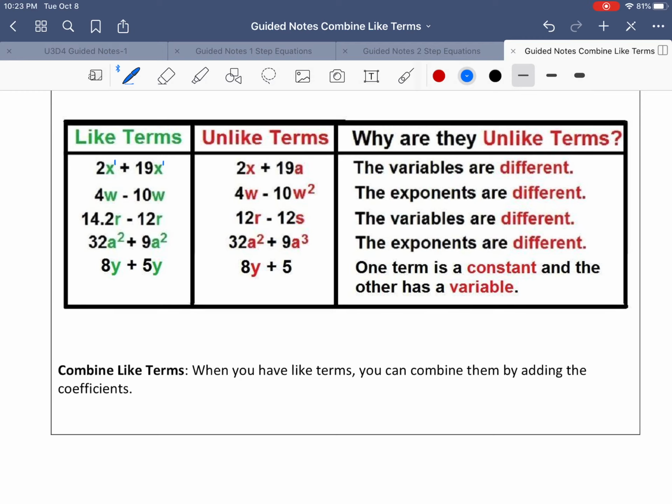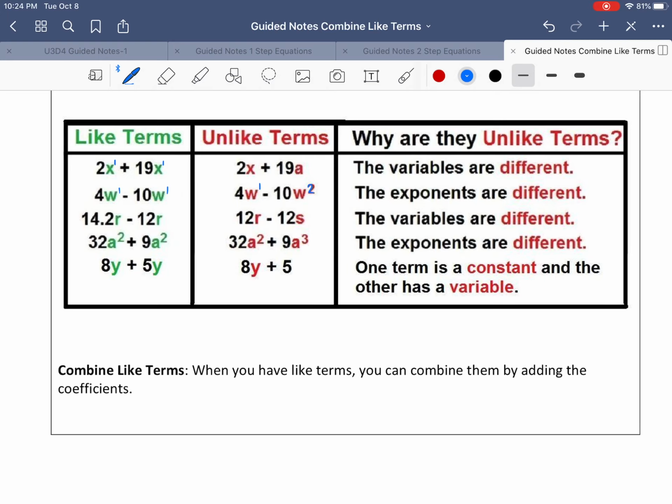Now 4w and 10w are like terms because they are the same variable and again have the same exponent of 1. While their coefficients are not the same, they are still like terms and can be combined. But 4w minus 10w squared are not like terms because the exponents are different. So a w without an exponent has that invisible 1, and then negative 10w squared has a 2. Right? 1 and 2 are different exponents, therefore they are not like terms.